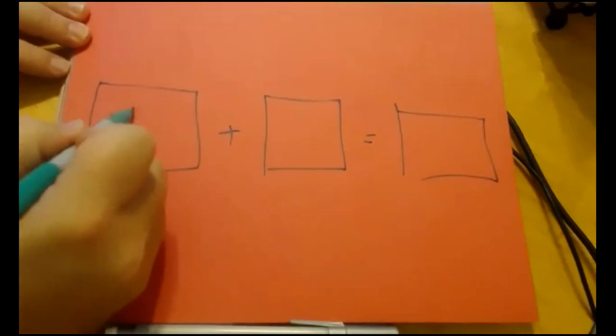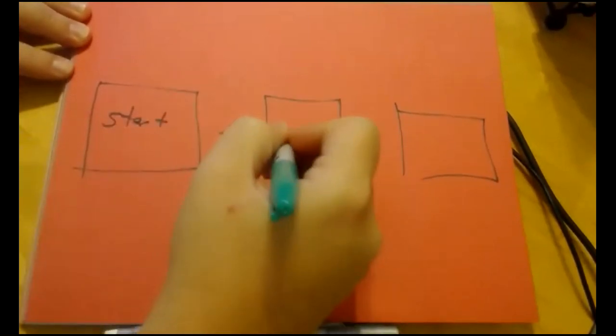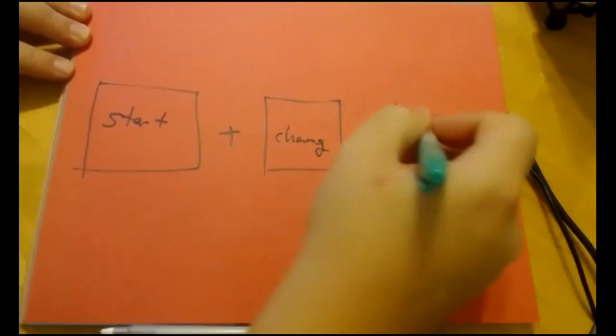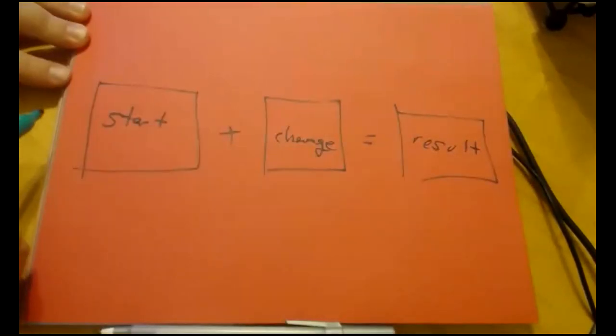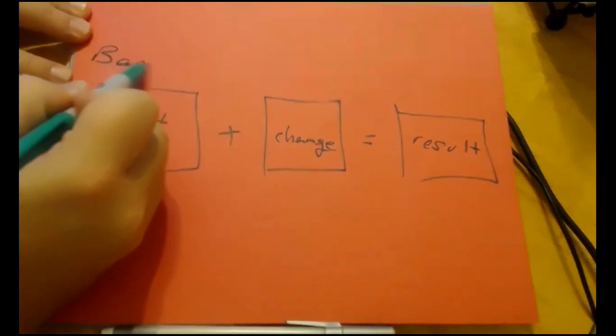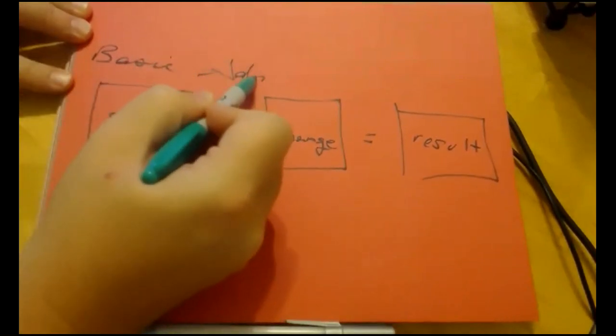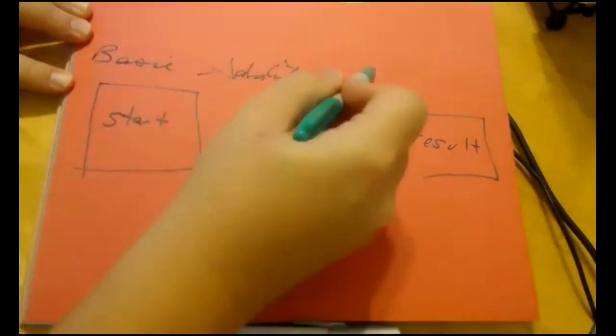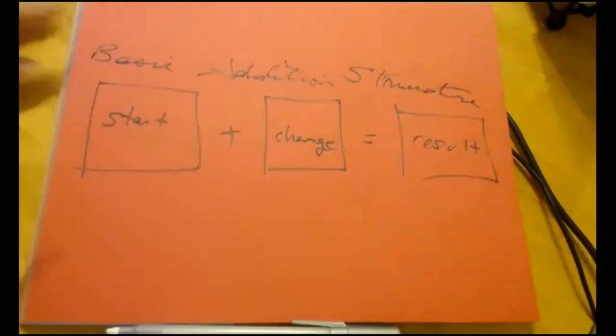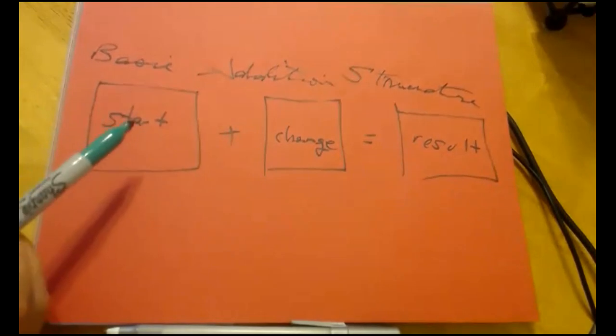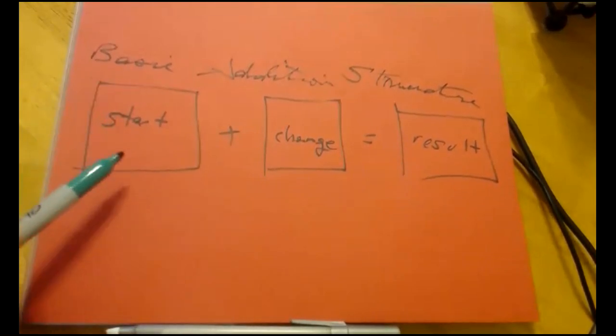This is the start. This is the change. This is the result, okay? This is the basic addition structure. The reason why I'm sharing this with you now, my friends, is because think about a question where the start is unknown.